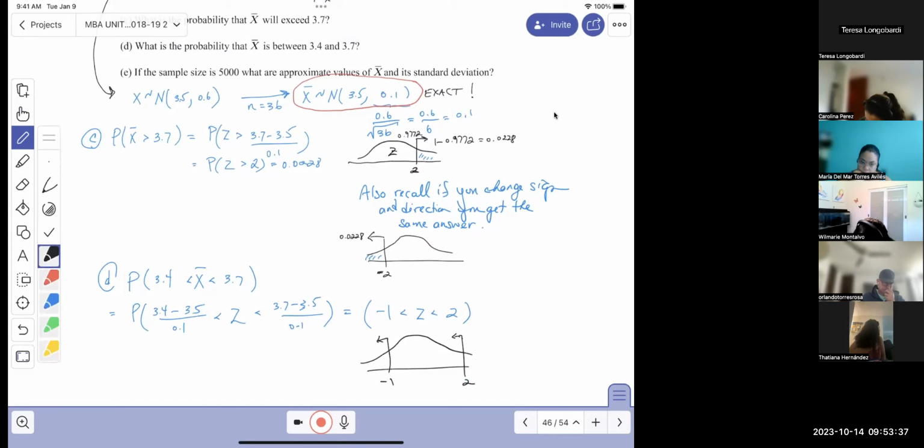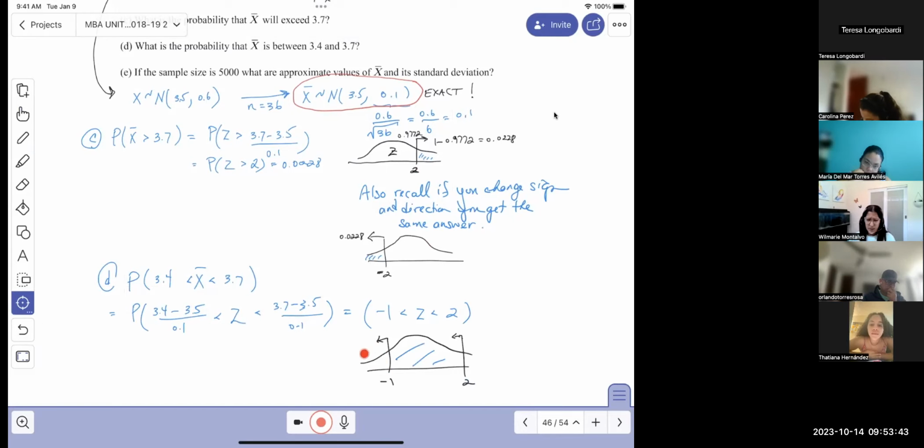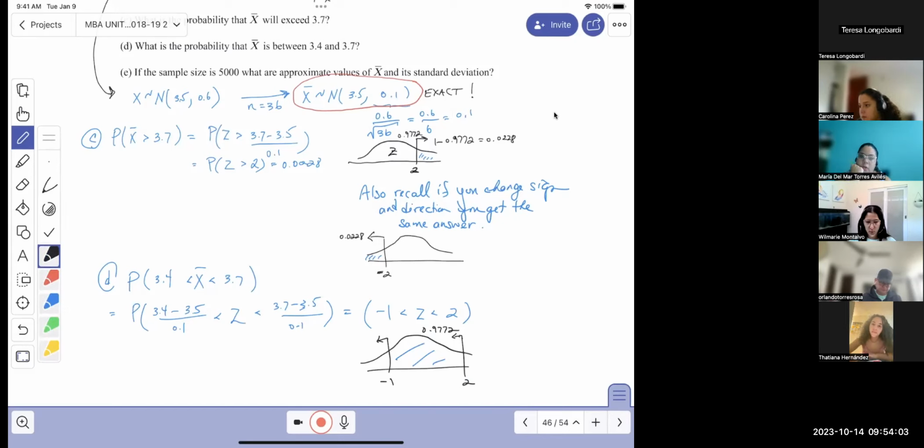And we want the area between, but to get it, we're going to subtract the area lower than -1 off of 2. 2 we know, we have that from up here. No, we don't. We have it up here. So I know that's 0.9772. And less than -1 is easy. You know that one? 0.1587. Yeah, so you should get used to some of these numbers.